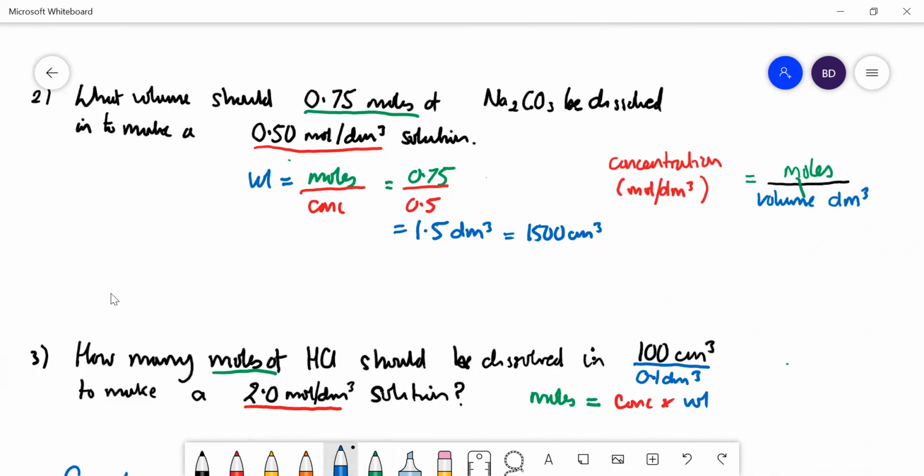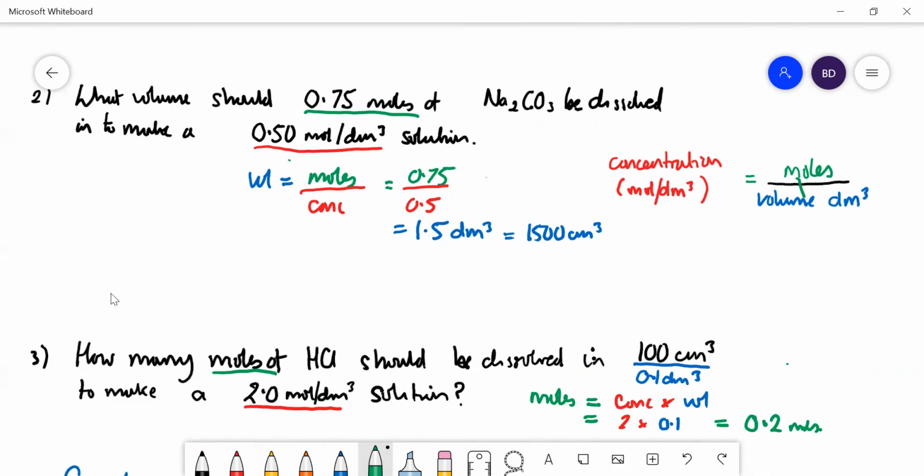So put the numbers in. Concentration is 2, and volume is 0.1. So the number of moles is equal to 0.2 moles. Okay.